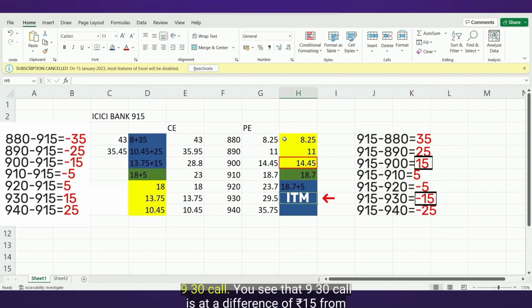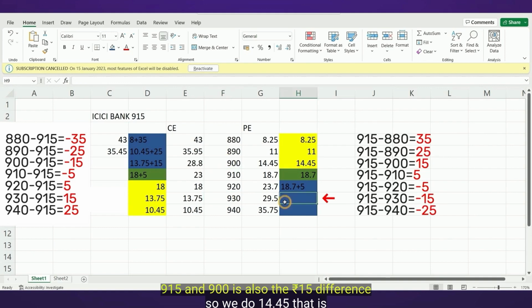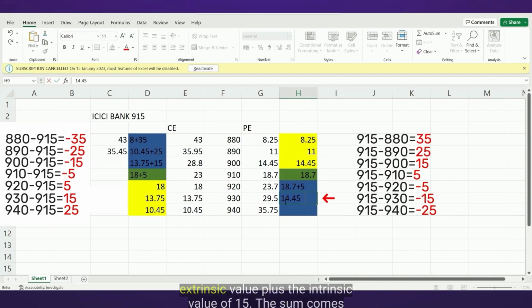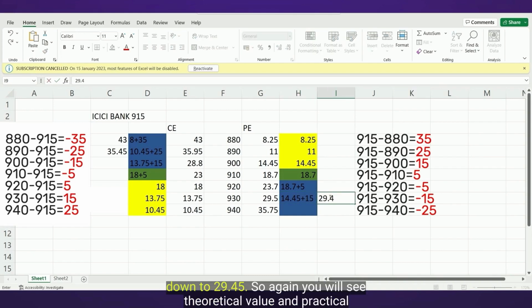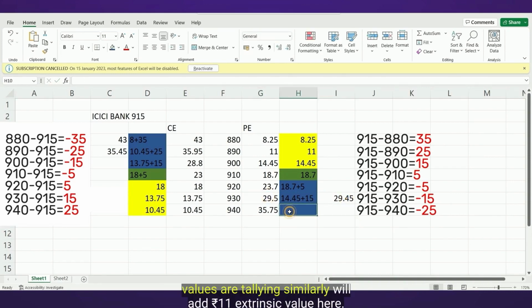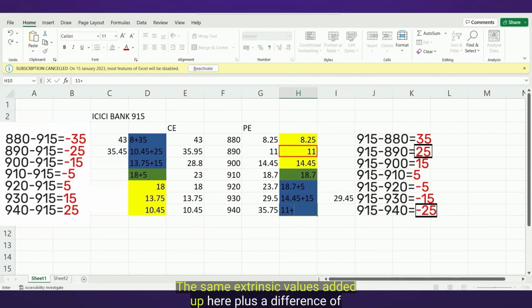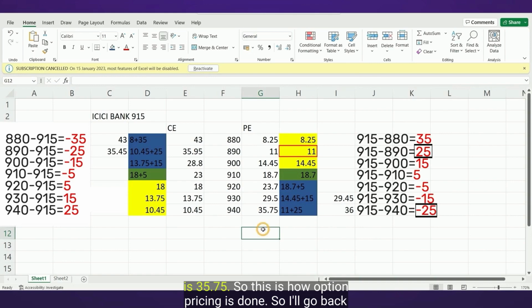For the 930 call, you see that it is at a difference of 15 rupees from 915, and 900 is also at a 15 rupees difference. So we do 14.45, that is extrinsic value, plus an intrinsic value of 15. The sum comes down to 29.45. So again you will see theoretical value and practical values are tallying. Similarly, we'll add 11 rupees extrinsic value here, the same extrinsic value added up here, plus a difference of 25. So the theoretical value is 36 but the practical value is 35.75. So this is how option pricing is done.